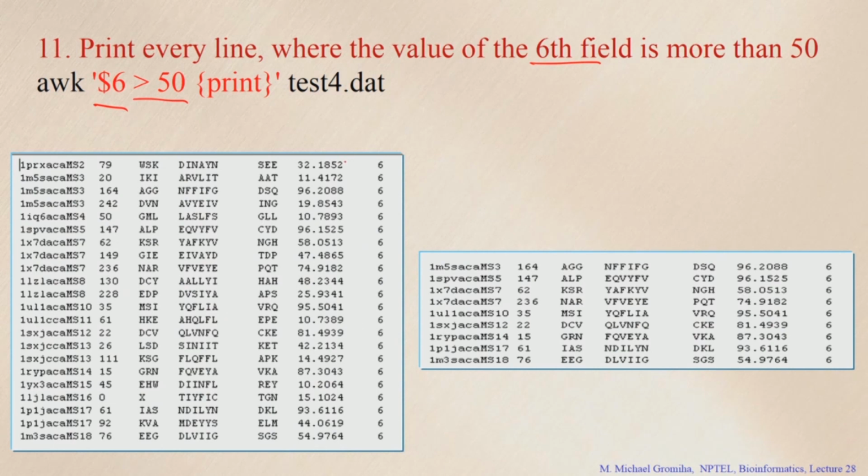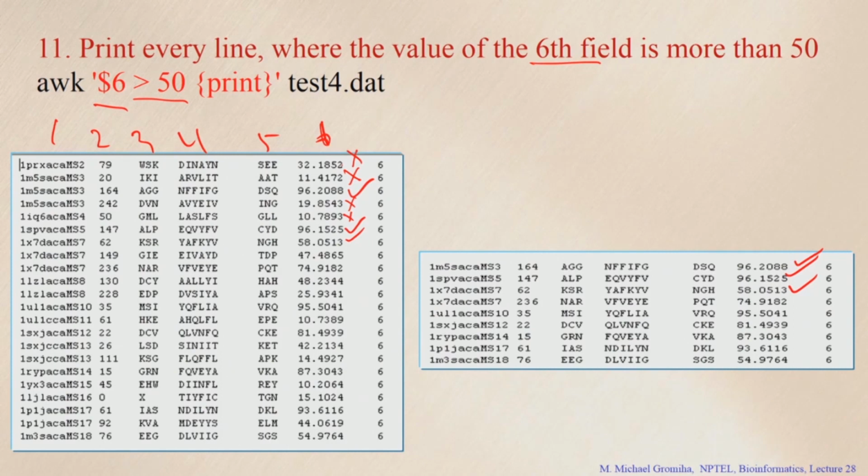So, is this more than 50? No. This is $6, 1, 2, 3, 4, 5, 6. Is the second one more than 50? No. Third one? Yes. Then again this no. You can see the same way: 96 is present here, and again the next 96 is present here, and 58 is present here. So, you can see the values which are more than 50.